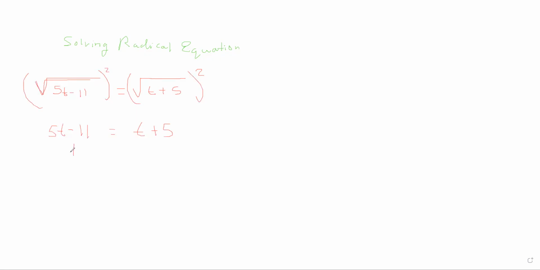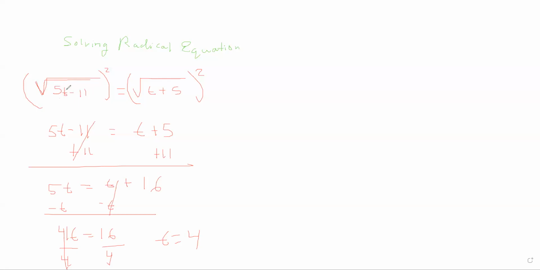So the next step is we add 11 to both sides. We're going to have 5t equals t plus 16. And then we're going to subtract t from both sides, which gives us 4t equals 16. Then we solve for the variable here, and 16 divided by 4 is 4, so t equals 4.